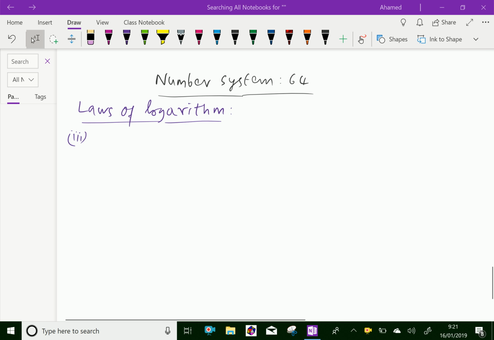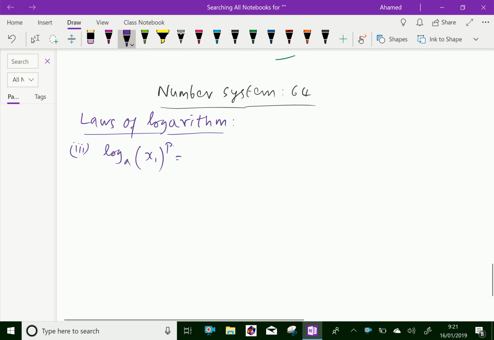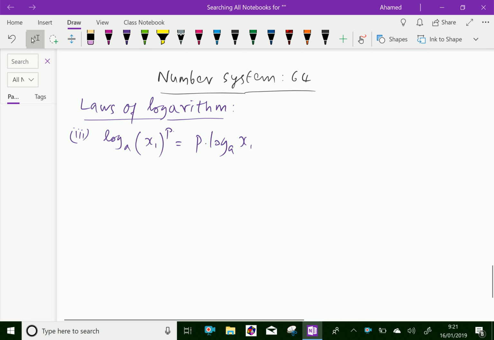Now, we'll discuss the third law, that is: log of x1 base a, power p. Log of x1 base a power p is equal to p into log of x1 base a. Now, proof you'll do.